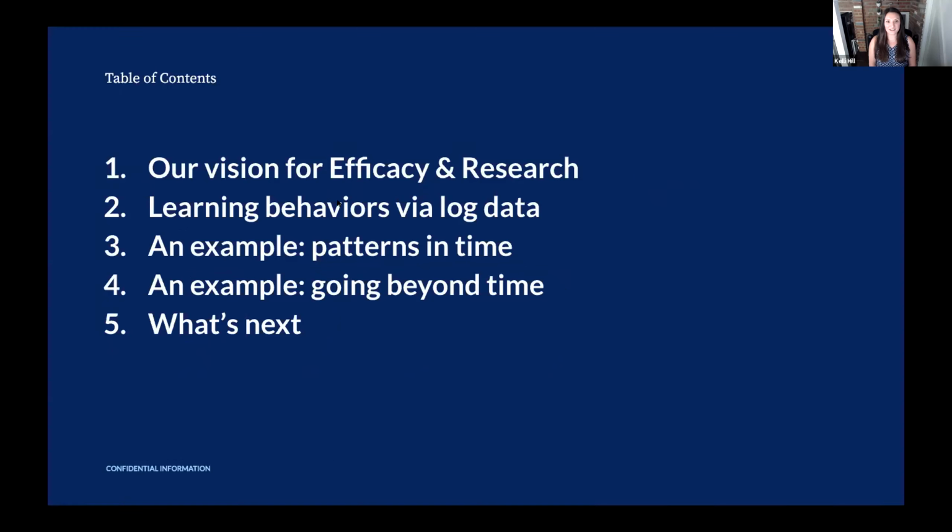So I'm gonna start off by talking about our vision for efficacy and research at Khan Academy. And then I'm gonna turn it over to Kat, and she's gonna talk about learning behaviors that we measure via log data. And then Cody's gonna talk through a couple of examples, and then Phil's gonna close us out and talk about what we're gonna be up to next.